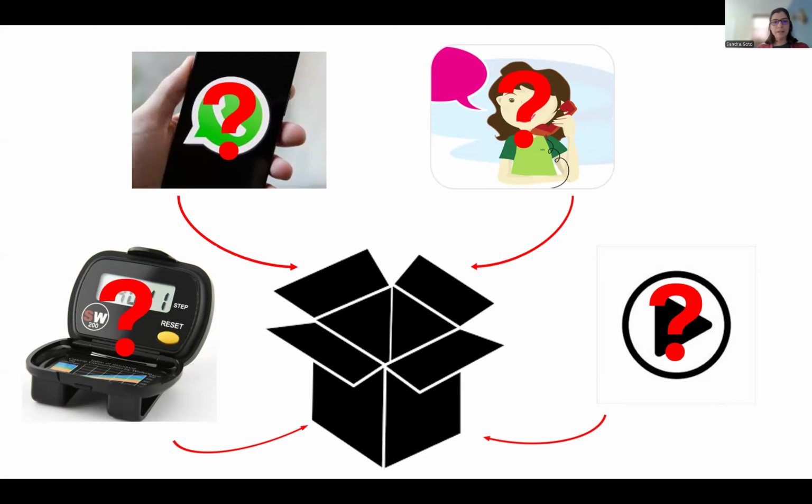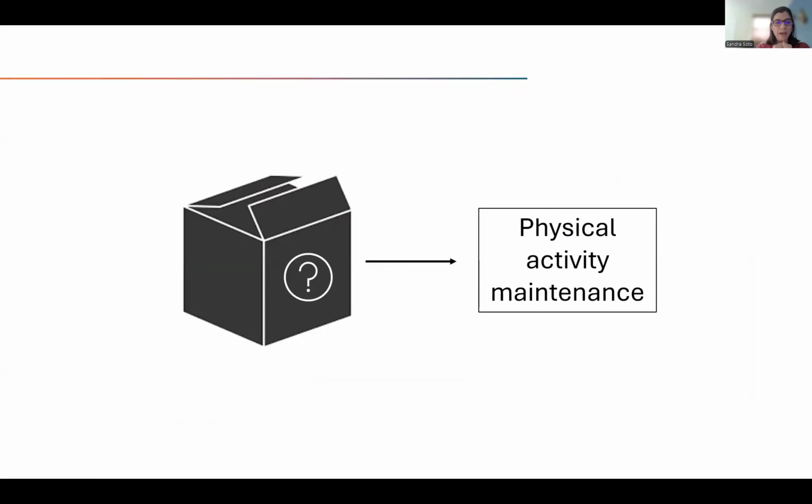But let's say we use this classical approach. We throw everything into this package, and now we're left with this black box, which is our intervention. And so we don't know, let's say we test this intervention, it's a black box, and it's effective. We see an effect on physical activity maintenance. Great. However, we don't know which of these components had a positive effect on Latinos with arthritis.